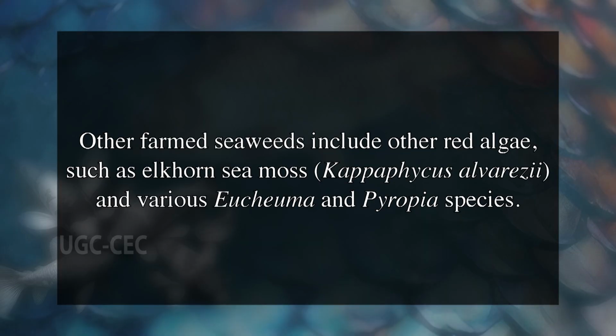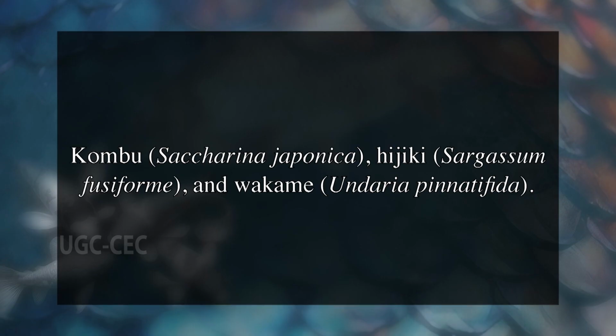Other farmed seaweeds include other red algae such as agar-producing sea moss, that is Kappaphycus alvarezii, and various Eucheuma and Pyropia species, and a number of large brown algae including kombu, that is Saccharina japonica, hijiki, Sargassum fusiforme, and wakame, that is Undaria pinnatifida. These and other farmed algae are used for food and in industry.